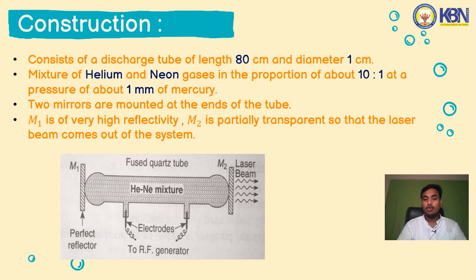Now, two mirrors, M1 and M2, are placed at both ends of the discharge tube. One is highly reflective, while the other one is partially reflective. This is about the construction of the helium neon laser.